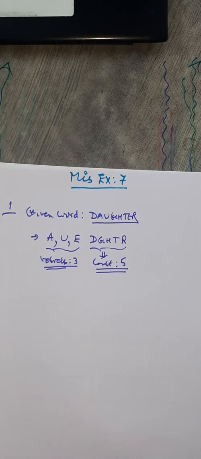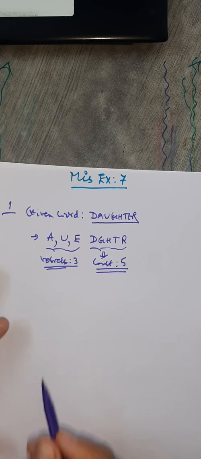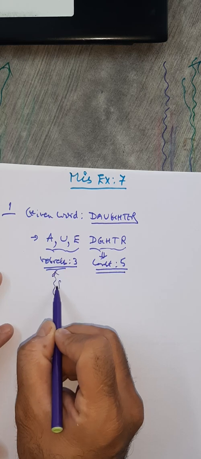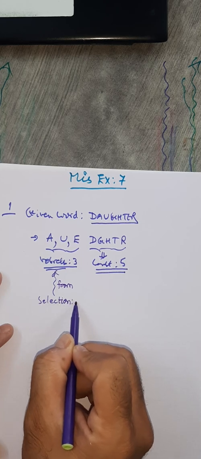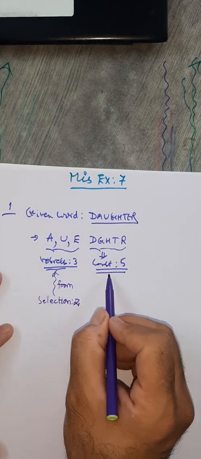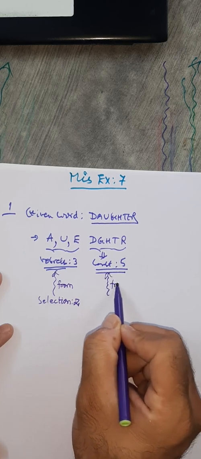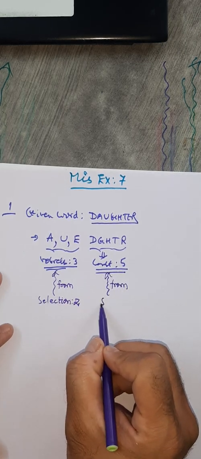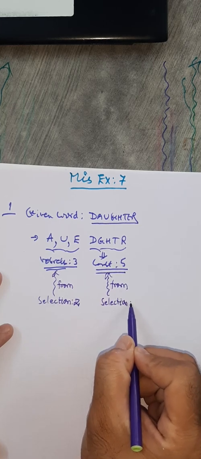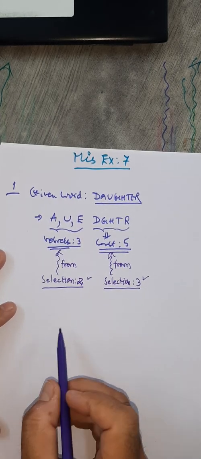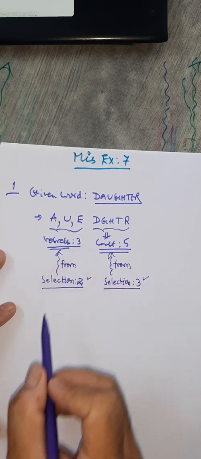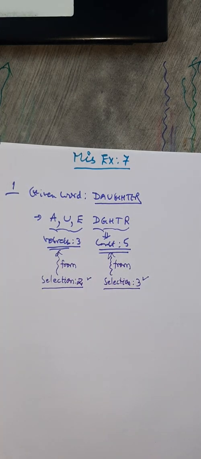Okay. Now what do we want to do? From 3 vowels, you take 2. So it's a question of selection. Right? From 3 vowels, we select 2. So it's a question of combination, selection. From 5 consonants, you select how many? 3. Selection of 3, selection of 2. Okay. So how many ways? 2 out of 3 can be selected, 3C2 ways, remember.